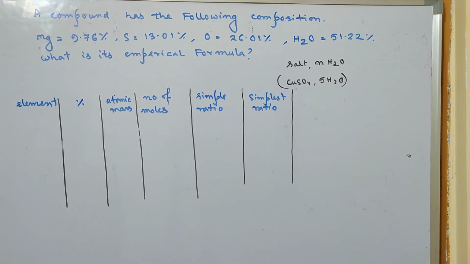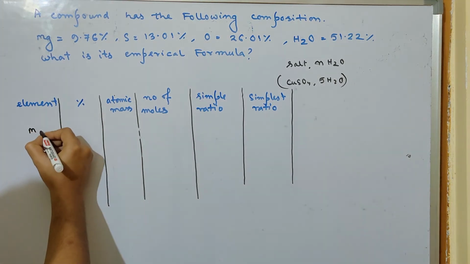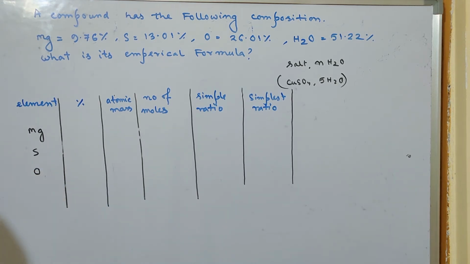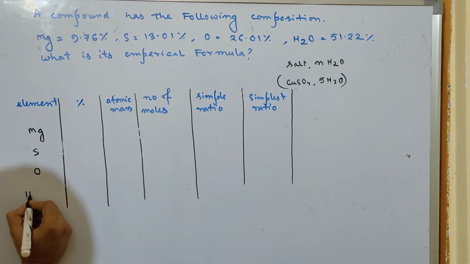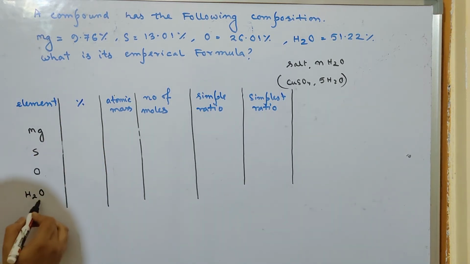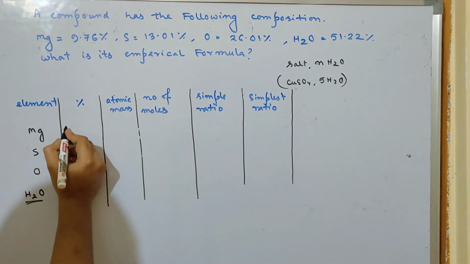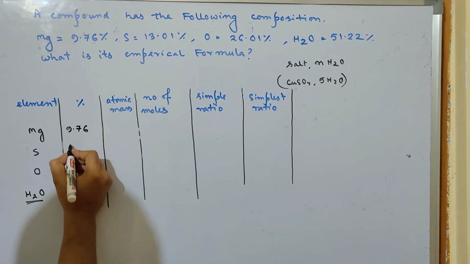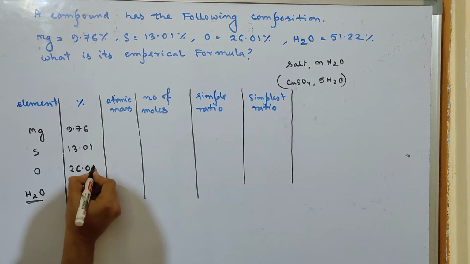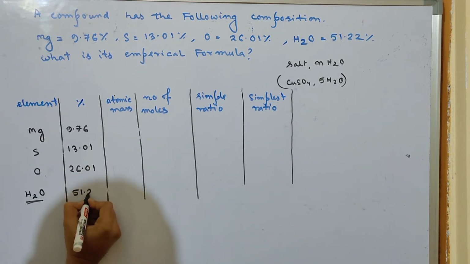So here, first of all, magnesium. Elements are magnesium, sulfur, oxygen. But then also there is water. Along with the elements, this is not an element though. This is a particular molecule, but it is kept in the same category. Let me write down the percentages: 9.76, 13.01, 26.01, 51.22.